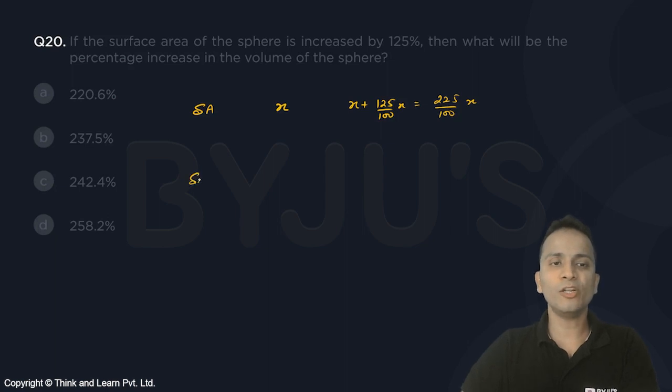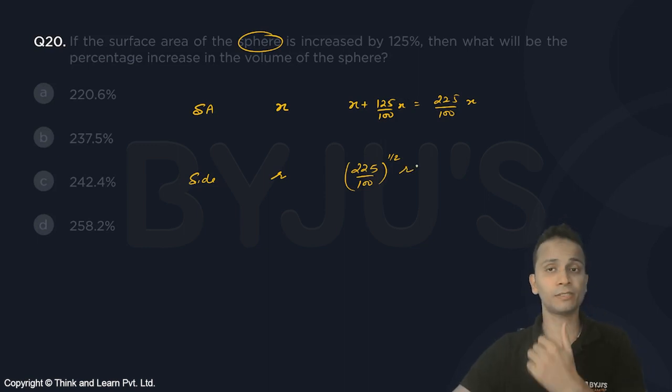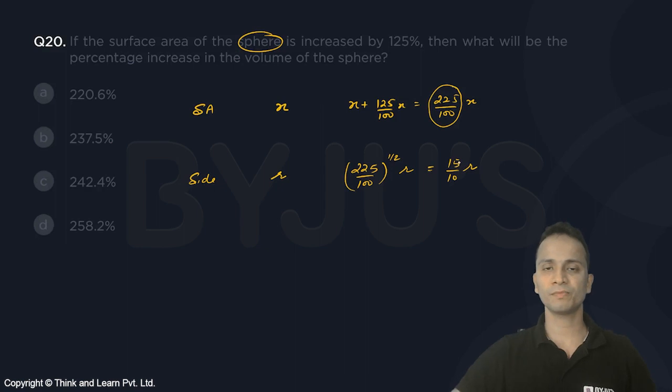So the side or the radius, because they are talking about a sphere, what will happen to the radius? So if the radius originally was r, now it will increase to square root of 225 upon 100 times the original radius. Okay, so it is square root of this, right? So that is 15 upon 10 times radius, right?